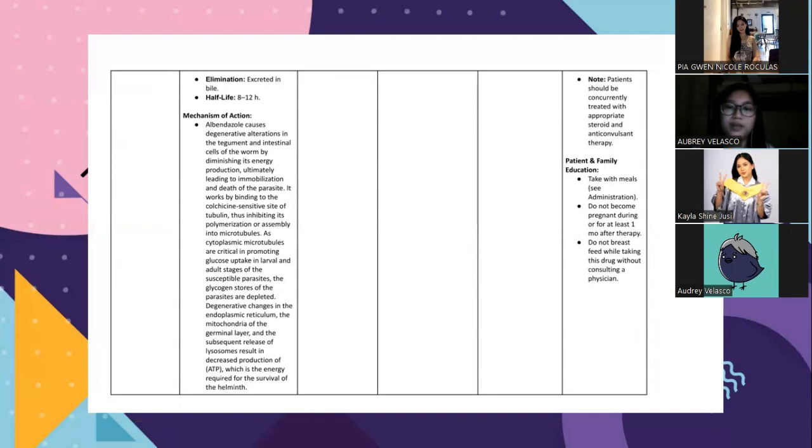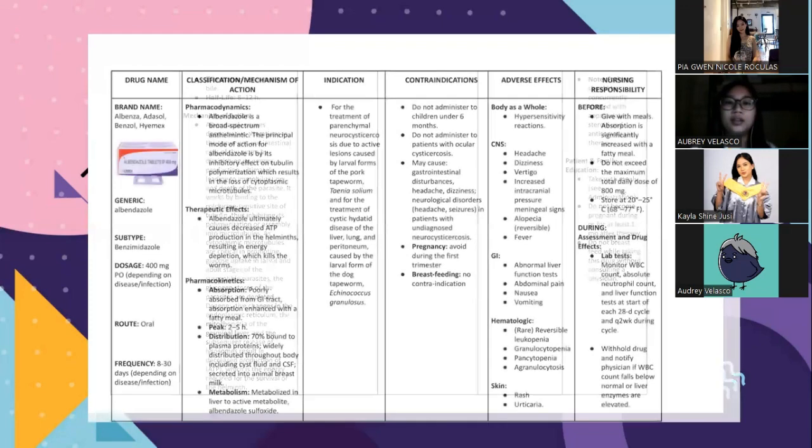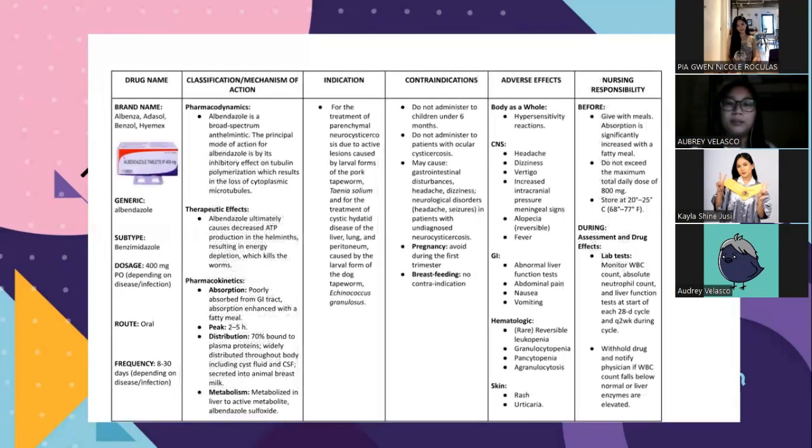The mechanism of action of albendazole causes degenerative alterations in the tegument and intestinal cells of the worm by diminishing its energy production. Basically, as I've said earlier, it removes energy from the worms so that they will die and be driven out of the patient's body.